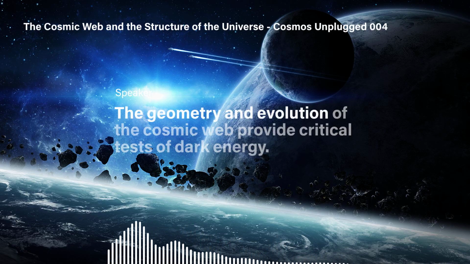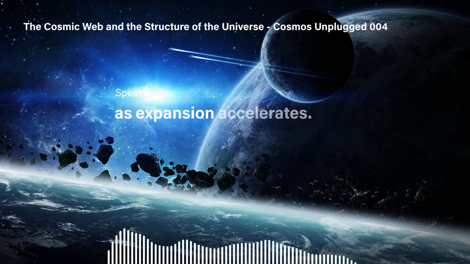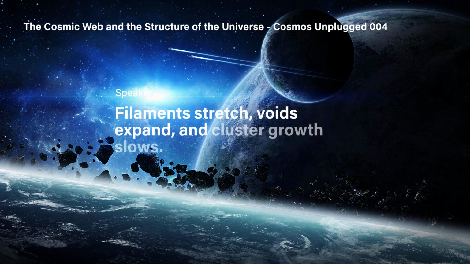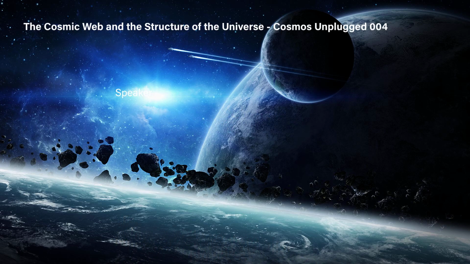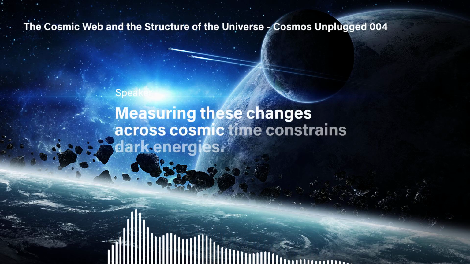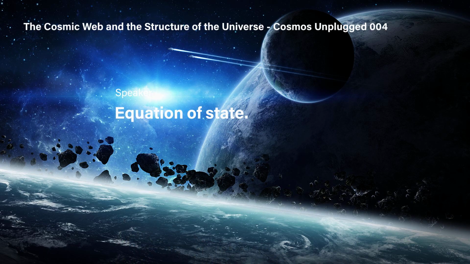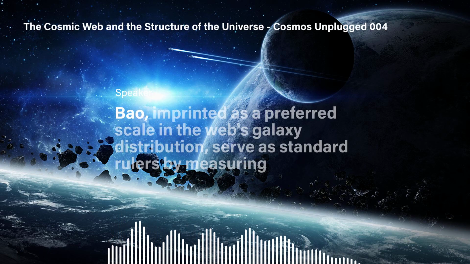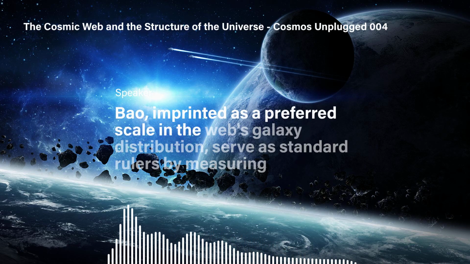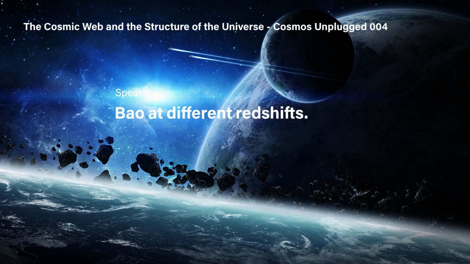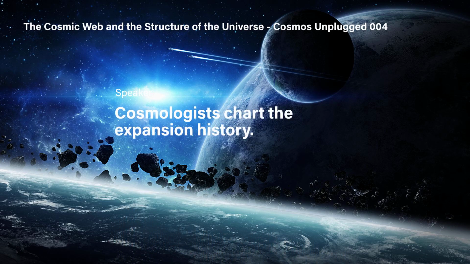The geometry and evolution of the cosmic web provide critical tests of dark energy. As expansion accelerates, filaments stretch, voids expand, and cluster growth slows. Measuring these changes across cosmic time constrains dark energy's equation of state. Baryon acoustic oscillations, BAO, imprinted as a preferred scale in the web's galaxy distribution, serve as standard rulers. By measuring BAO at different redshifts, cosmologists chart the expansion history.